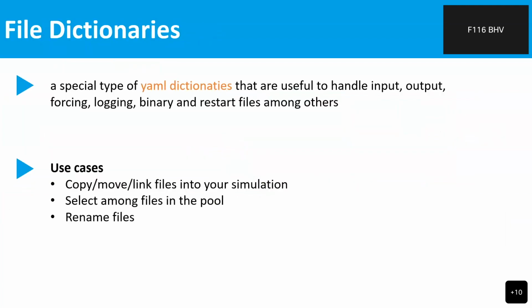Okay, so how do we control all these movements? We use a feature dictionary that is the file dictionaries. With that, we can decide whether we copy, move, or link files into our simulation, select among different files in the pool, and rename files also.